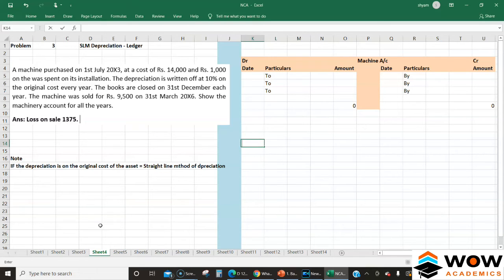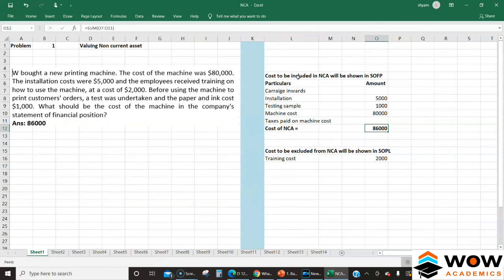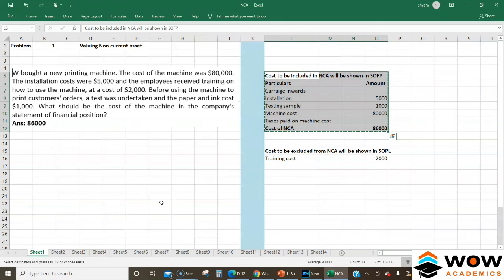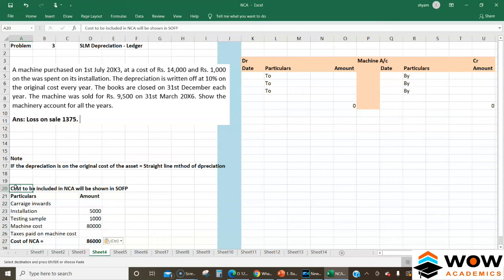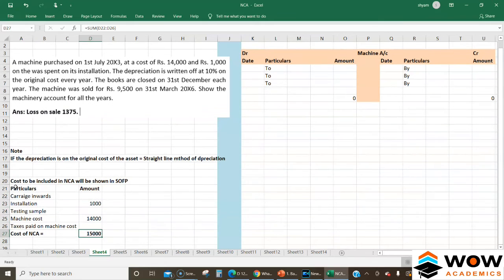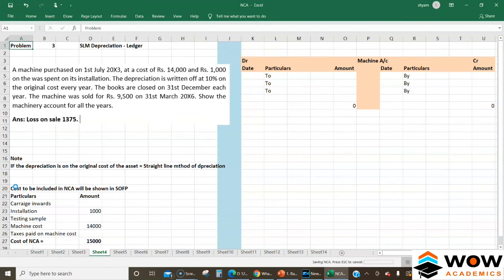I think the first sum is what we did, so we'll just copy from there. The cost to be included in NCA will be shown in SOFP. So what are the costs available? Installation cost is 1000 and machine cost is 14,000. So put together it comes to 15,000. So that's about the concept here.